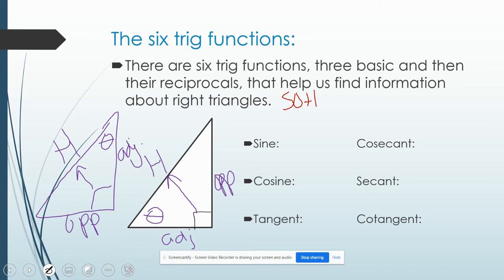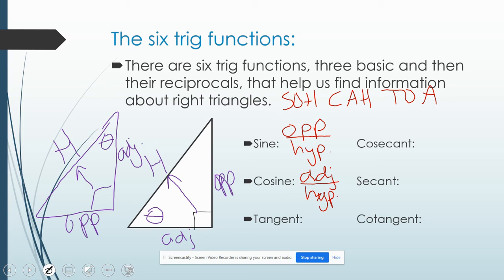SOHCAHTOA, that's what we've been familiar with. And so that's what we're going to start with over here on the left. Sine. Sine is SOH. That means we find it by using the side opposite over the hypotenuse. Cosine, CAH, the side adjacent over the hypotenuse. And then TOA, tangent, is the side opposite over the side adjacent.